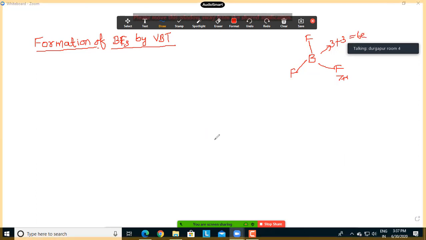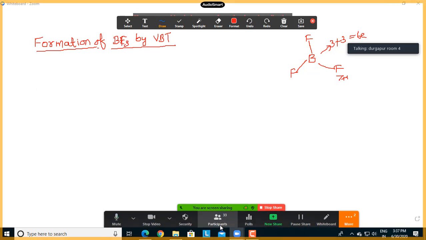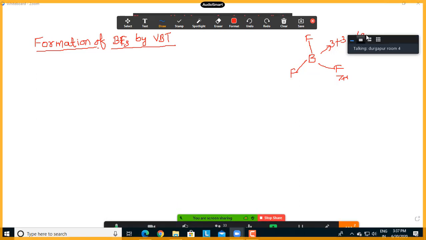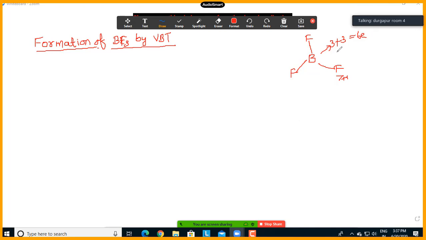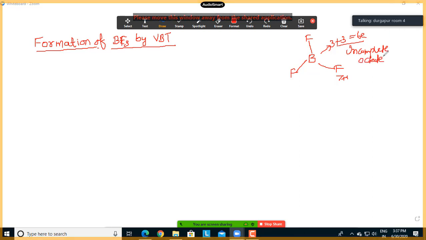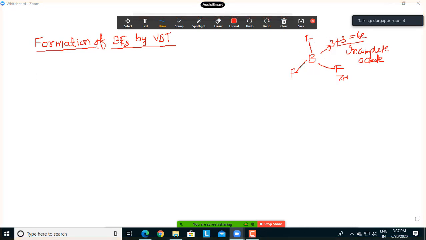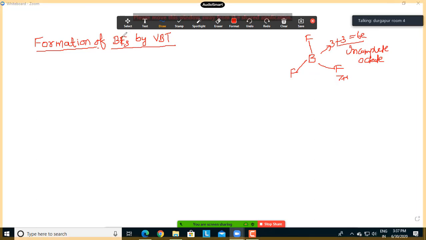Okay. So central atom boron is getting 6 electrons in the valency shell, means octet not complete, incomplete octet. The question arises how boron trifluoride is formed. So boron trifluoride is formed. It is explained by valency bond theory.